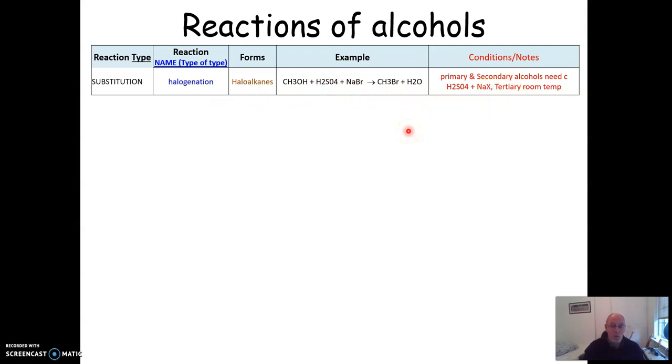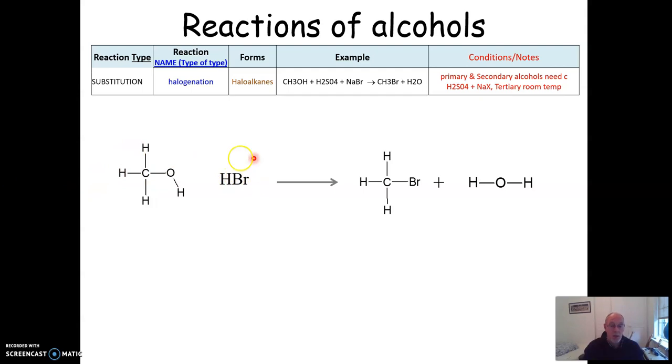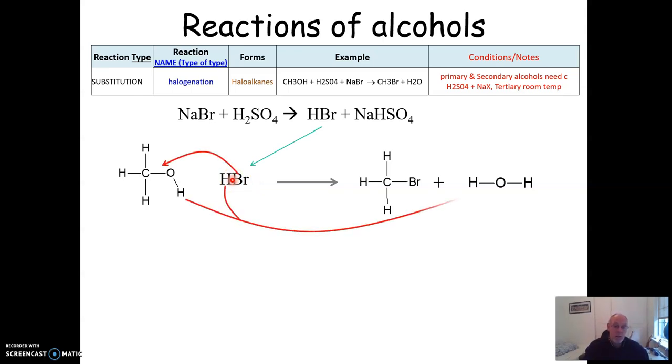Now, let me talk you through the specifics first. So there's an example of the simplest, methanol. And methanol can react and form a haloalkane if you react it with HBr. Hydrogen bromide will react quite nicely with methanol. And what's going to happen is the bromine is going to go on, and the OH and the hydrogen from the HBr are going to combine to make water. The hydroxy group, hydroxyl group.